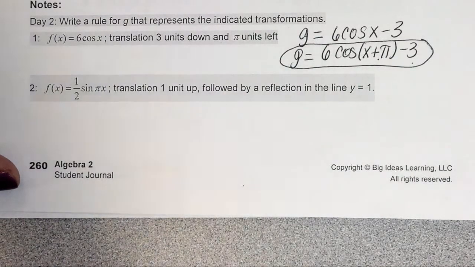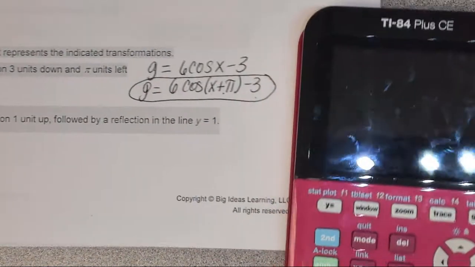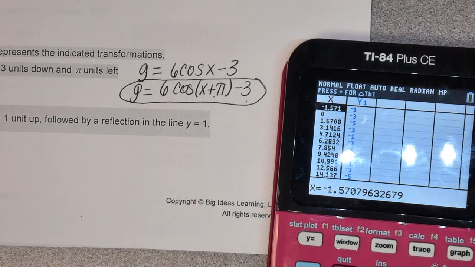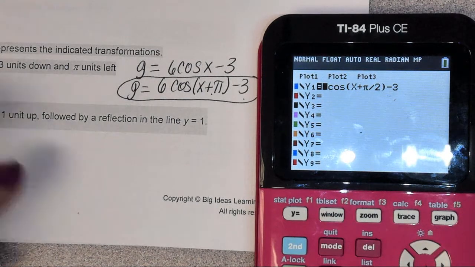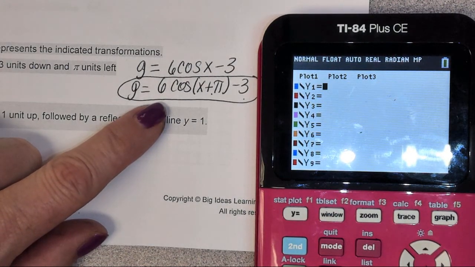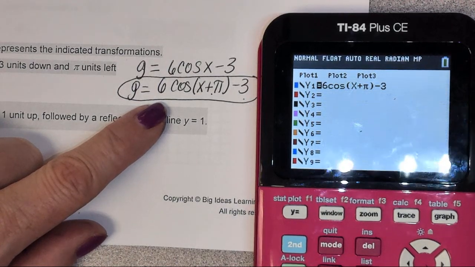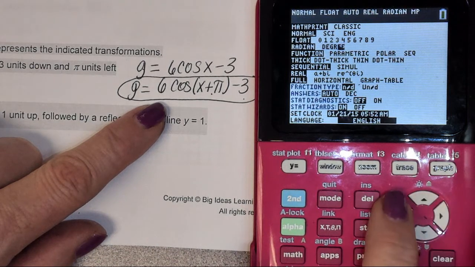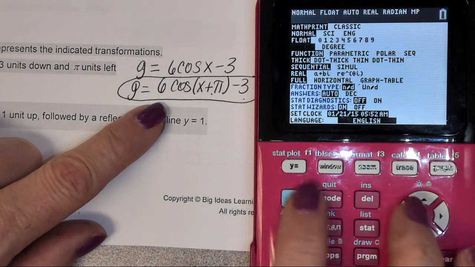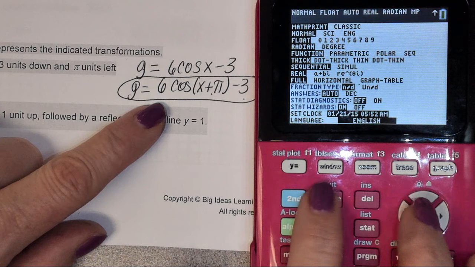If I wanted to see what that new function looked like, you should know how to graph it on your calculator. Go to y equals. We're just going to type our new one in. I'm going to put in 6 cosine of x plus pi, minus 3. Now, you want to check your mode. You could actually be in radians or degrees, but just so that all of our calculators look the same, let's go to radians under mode.